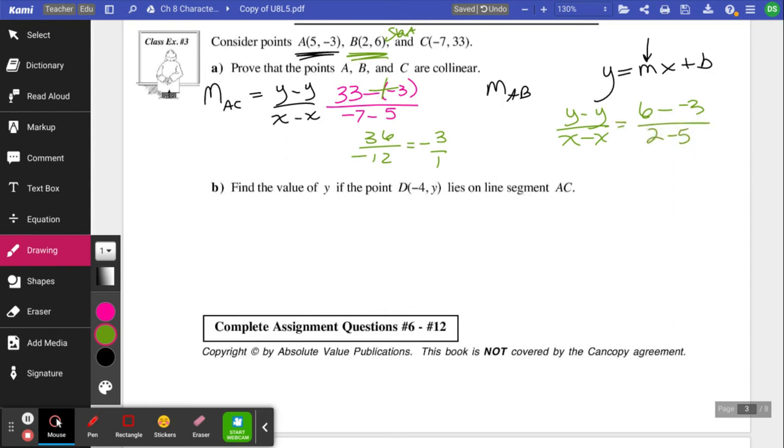Take away 5. My minus minus becomes a plus. So I have 9 over 2 take away 5, negative 3, which reduces down to negative 3 over 1. Check. They're the same. They're collinear. That's all you have to do. Find any two, take any two segments and check to see.